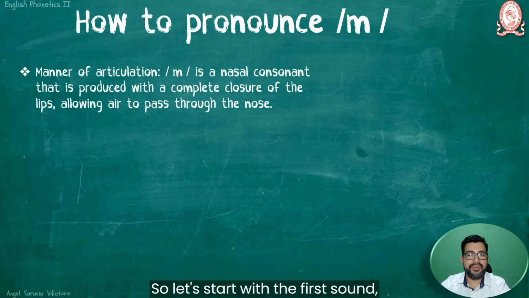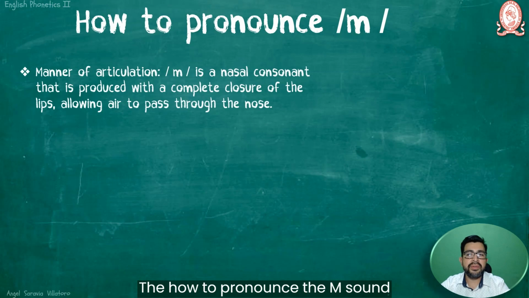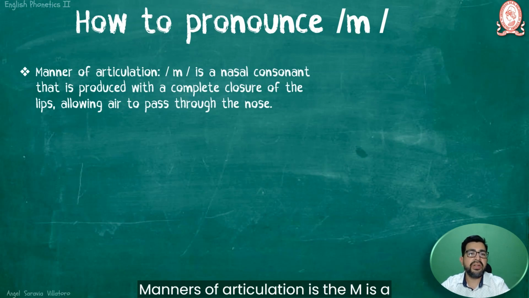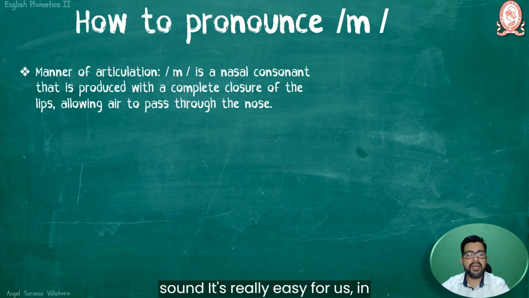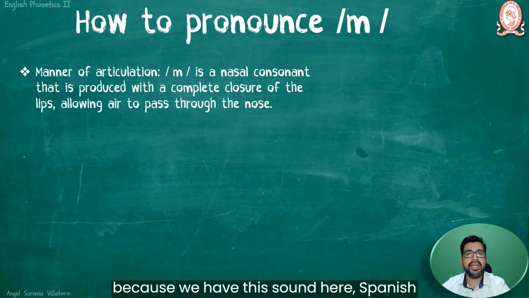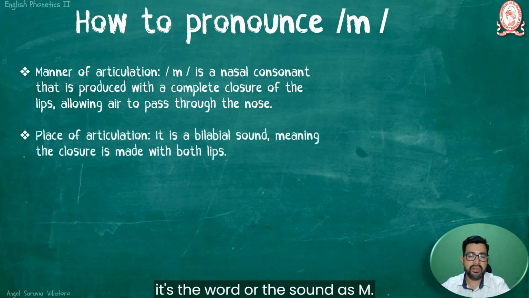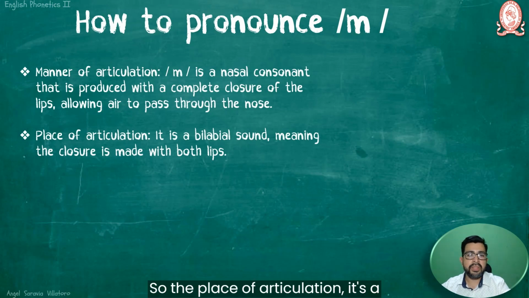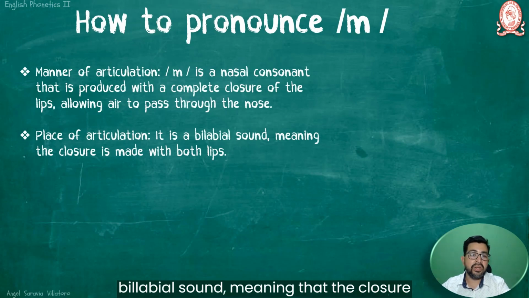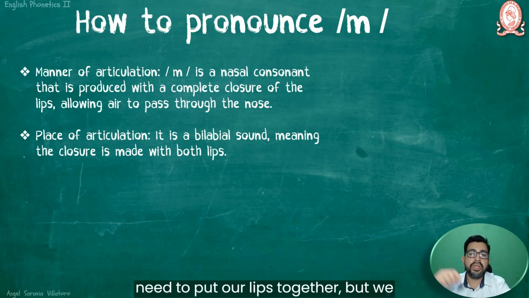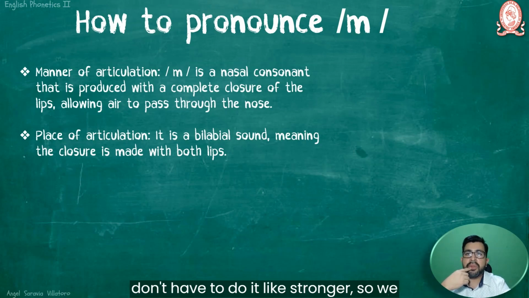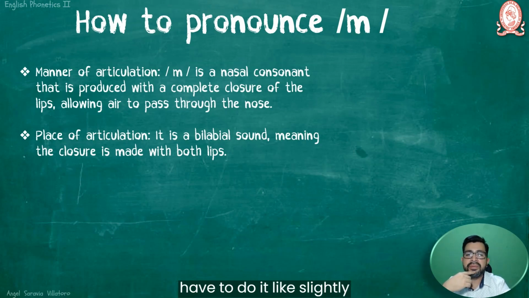So let's start with the first sound, how to pronounce the M sound. Manner of articulation: the M is a nasal consonant that is produced with a complete closure of the lips, allowing the air to pass through the nose. This sound is really easy for us, in Spanish and also in English, because we have this sound in Spanish too. Place of articulation: it's a bilabial sound, meaning that the closure is made with both lips. So when we're producing this sound, we need to put our lips together, but not too strongly, just slightly, like this.